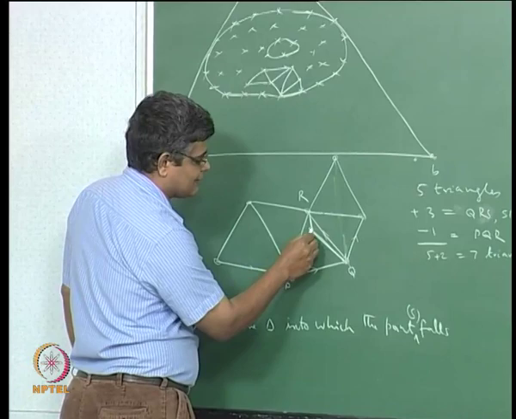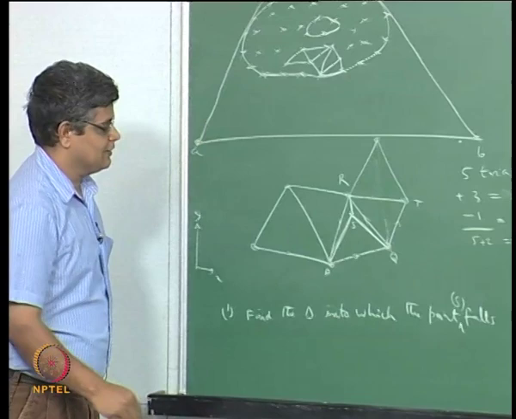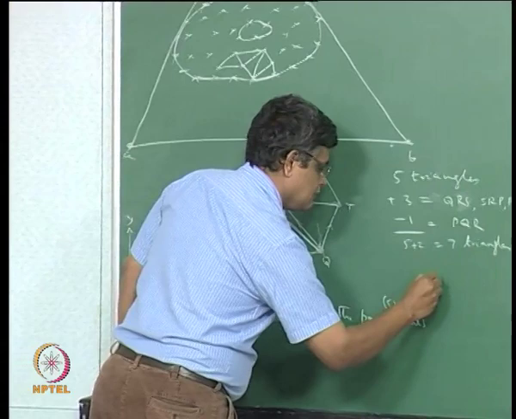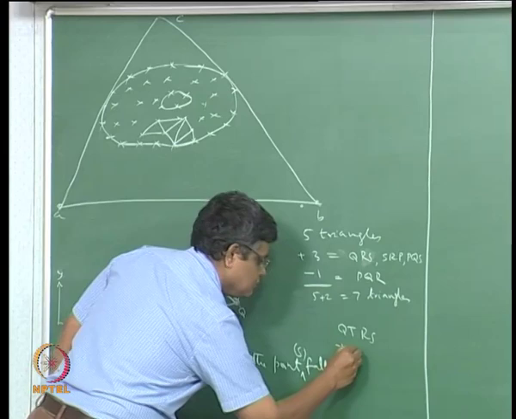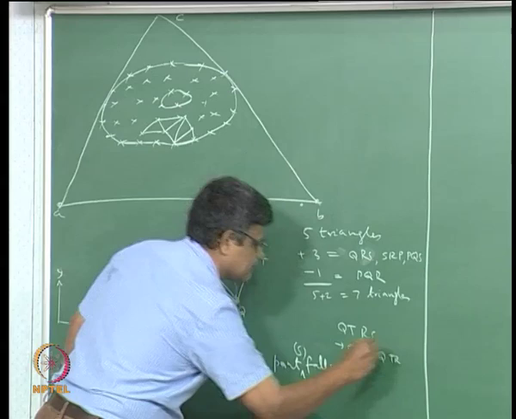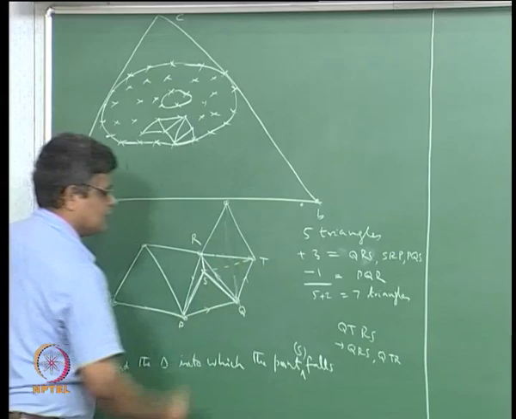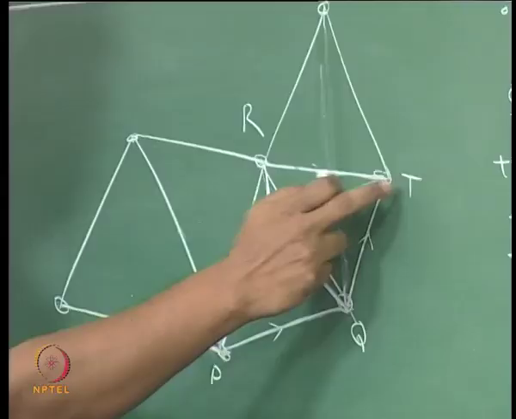So I consider points Q, R, S, and let us say this is T. So I have a quadrilateral Q, T, R, S, and this can be triangulated into Q, R, S and Q, T, R. It can also be triangulated this way, so that I can have QTS and TRS.